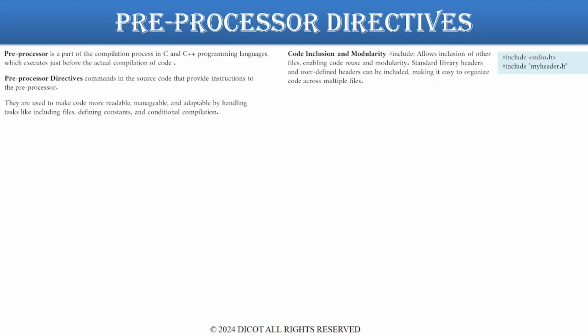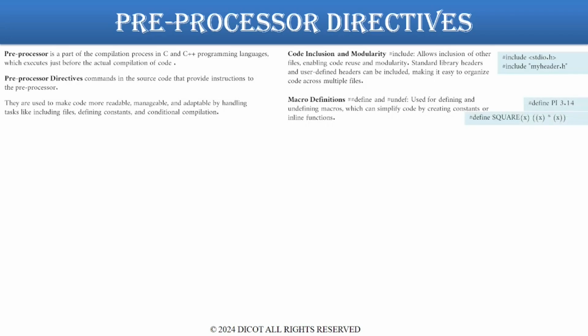Next, macro definitions. #define and #undef are used for defining and undefining macros, which can simplify the code by creating constants or inline functions. Example: #define PI 3.14, #define SQUARE, which defines the square of a number. We can also undefine these macros using #undef.